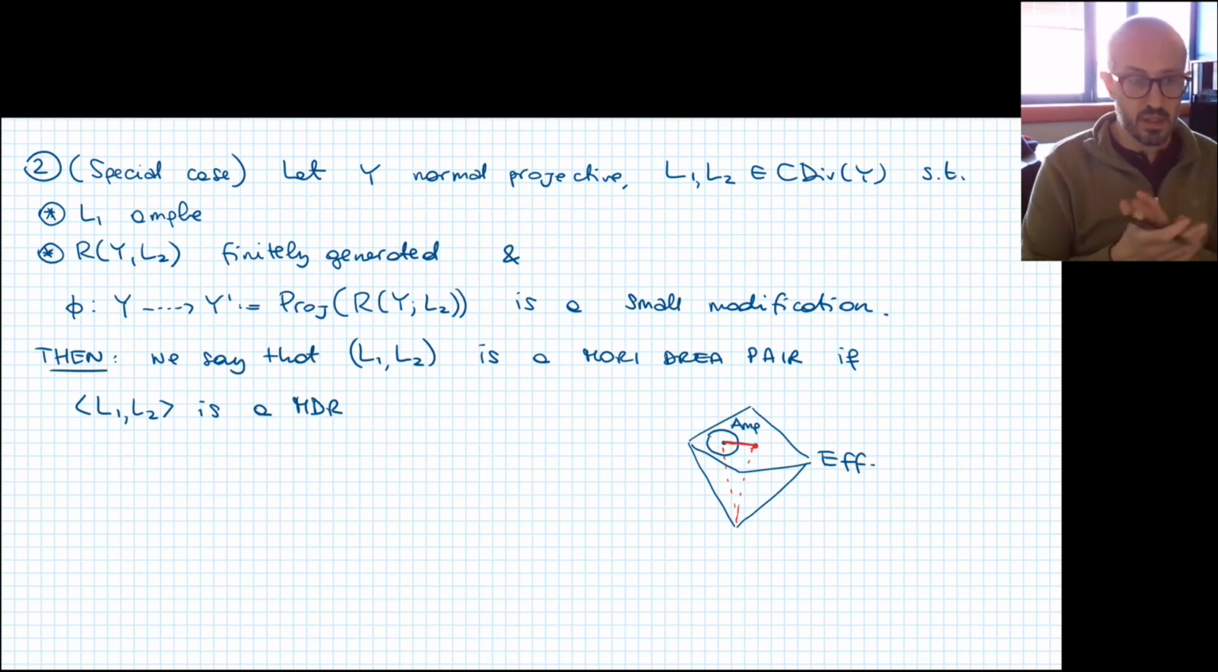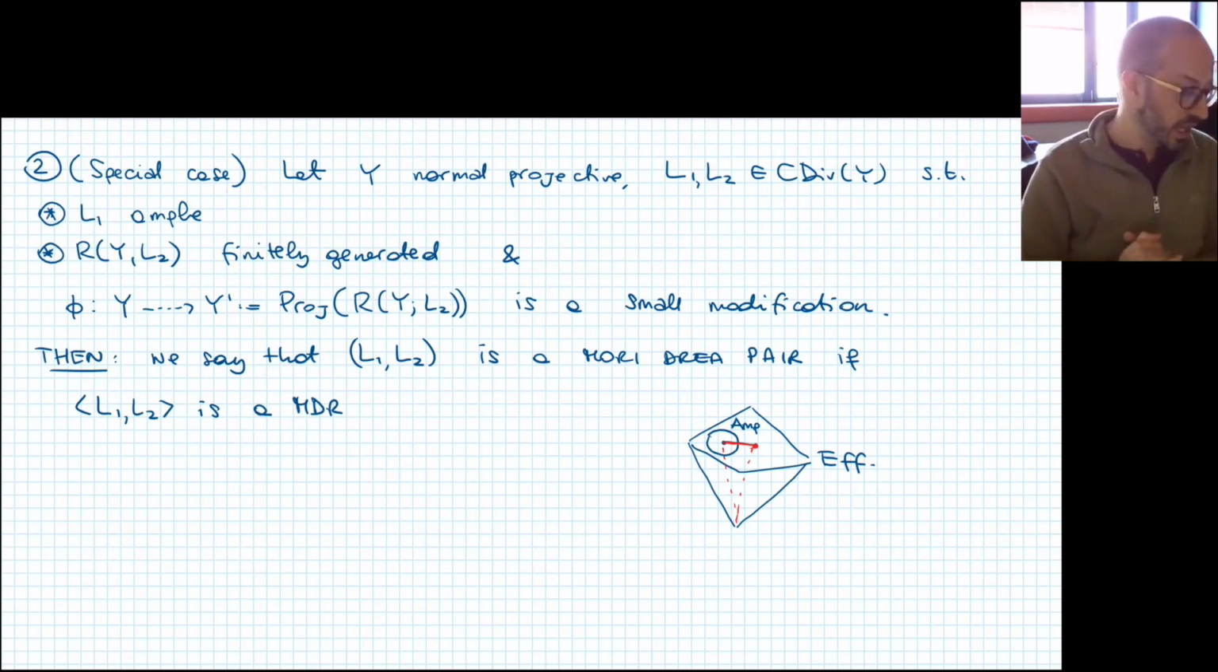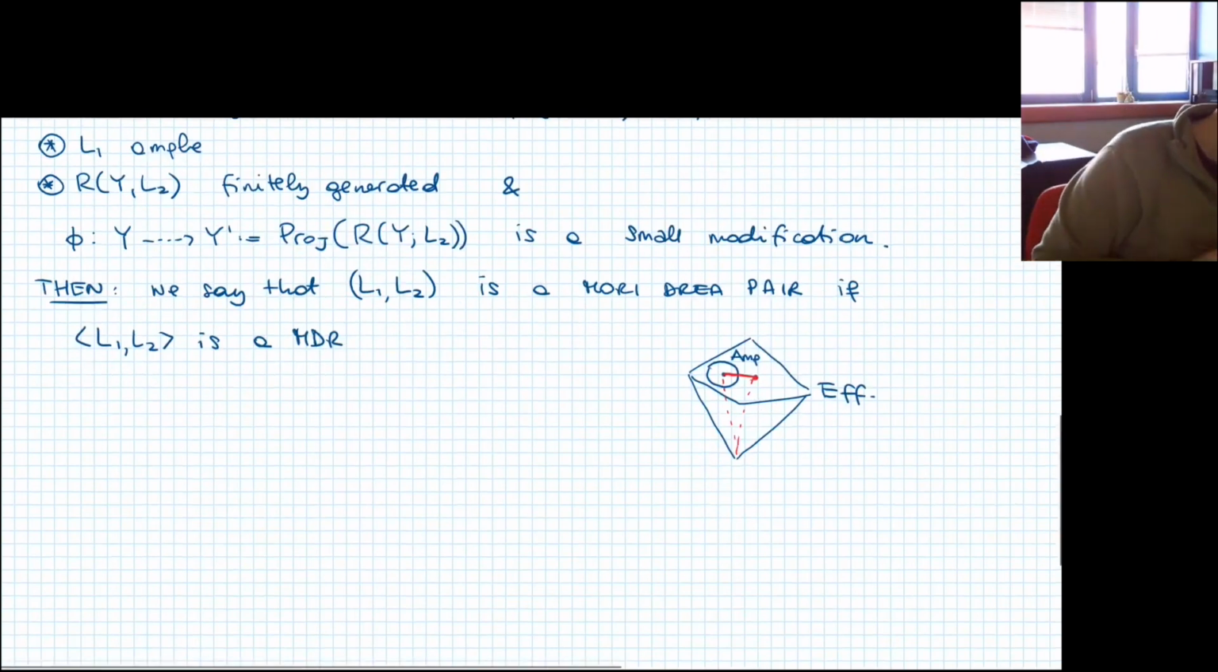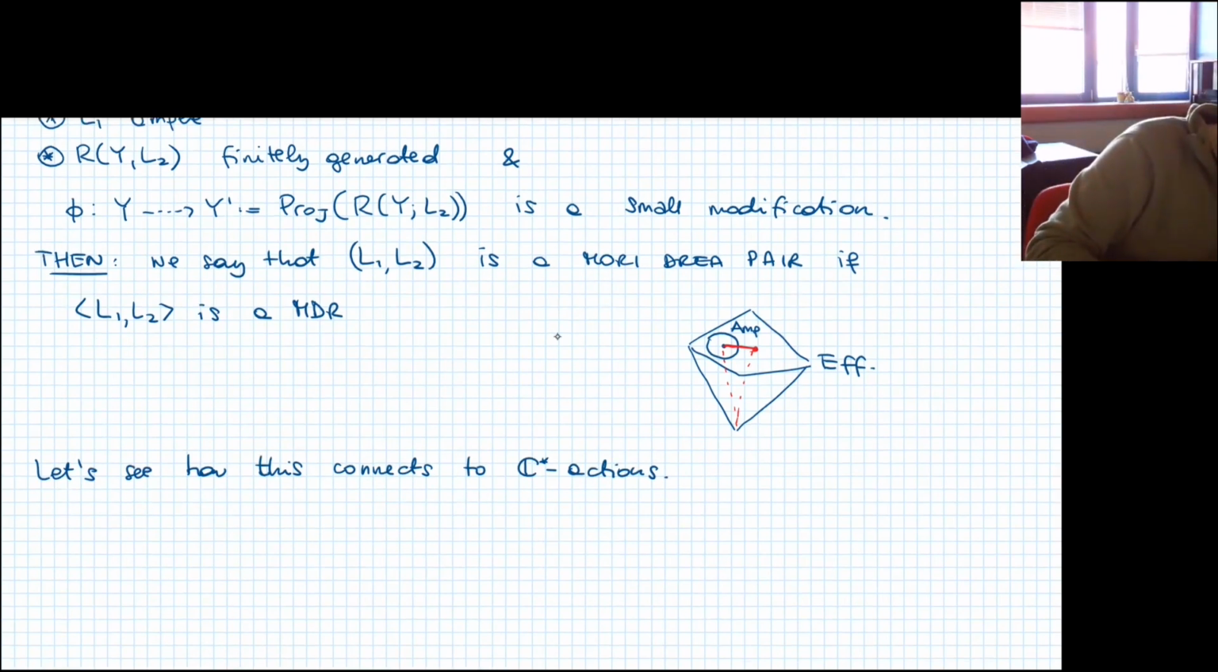And before starting the connection, we need to jump now from birational geometry to C-star actions. So let's see how this connects to C-star actions. Allora, the first step, step 1, is the Bialynicki-Birula decomposition.